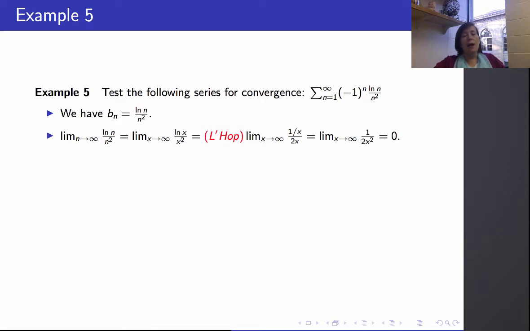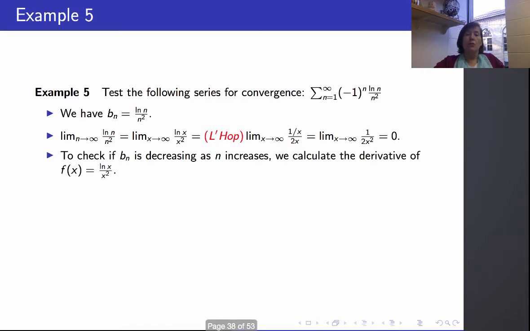Well, the limit as n goes to infinity of the natural log of n over n squared is the same as the limit as x goes to infinity of the natural log of x over x squared. And this is an indeterminate form, both numerator and denominator are going to infinity, so we can use L'Hopital's rule. So it's the limit as x goes to infinity of (1/x) over 2x. Of course, that's equal to 0. So the first condition of the alternating series test is satisfied here.